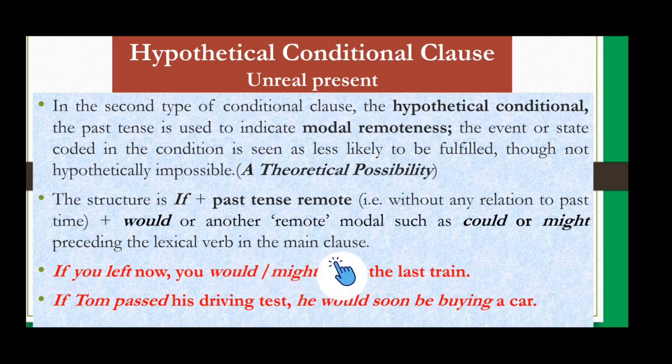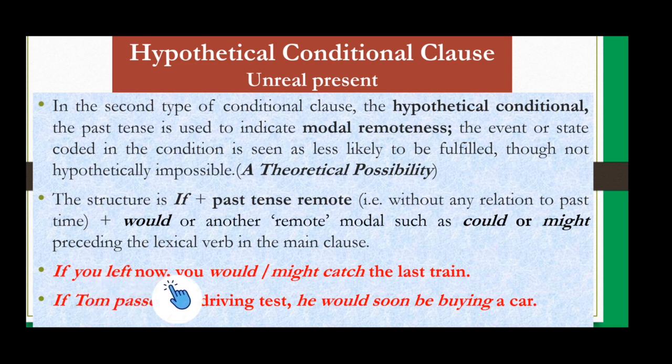So in the if clause we have if plus past tense, but this past tense does not refer to past time. It gives the meaning of present time. And in the result clause we use would, or other modal auxiliary verbs such as could or might, and after these modal verbs we use the base form of the verb in the main clause, which is also called the result clause. So here we have examples.